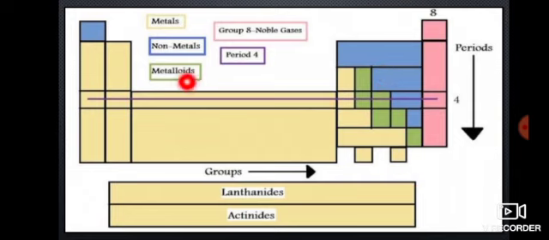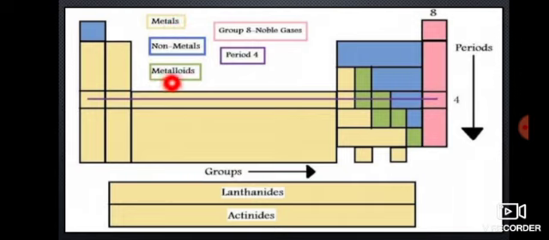Now next here, metalloids are given. You already know metalloids are those elements which show the properties of metals as well as non-metals. As you already know, metals are those elements which lose electrons, which have a positive charge, which have metallic luster, which are malleable and ductile, which have high melting and boiling points, while non-metals are those elements which have the ability to gain electrons, show negative valency, and they are non-malleable, non-ductile, non-conductors of electricity. Mostly they are poor conductors of electricity.